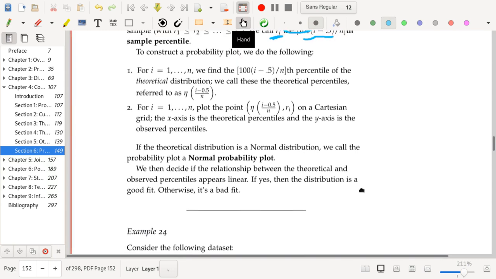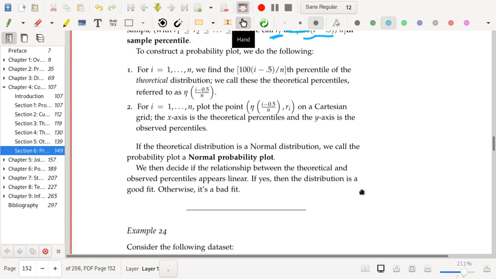So let's construct a probability plot. If we're going to do this, we're going to do the following. First, we need to find the percentiles of the theoretical distribution from I equals 1 to n. Eta is that percentile function, and we are going to find these theoretical percentiles using our percentile function, plugging in for our percentile (I minus 0.5) over n. Remember that I ranges from 1 to n. Okay? And then we are going to plot this theoretical percentile against its sample counterpart on a Cartesian grid. You do those two things and see what you get.